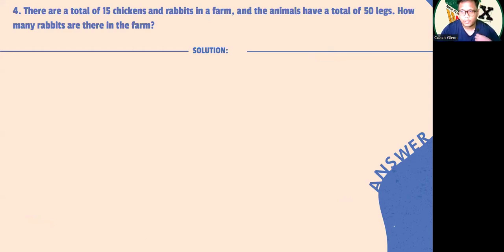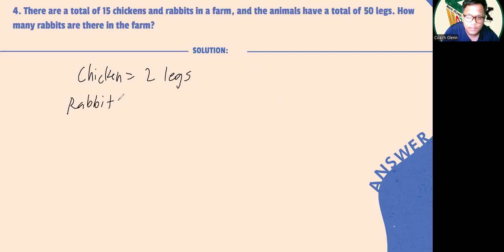So there are a total of 15 chickens and rabbits in a farm, and the animals have a total of 50 legs. How many rabbits are there in the farm? Okay. So first, let's count how many legs each animal has. A chicken has 2 legs. A rabbit has 4 legs. So that's our known fact.